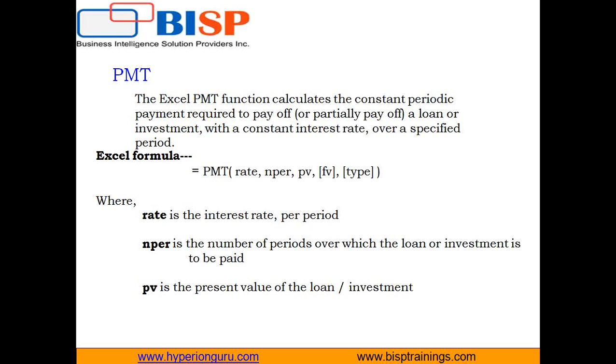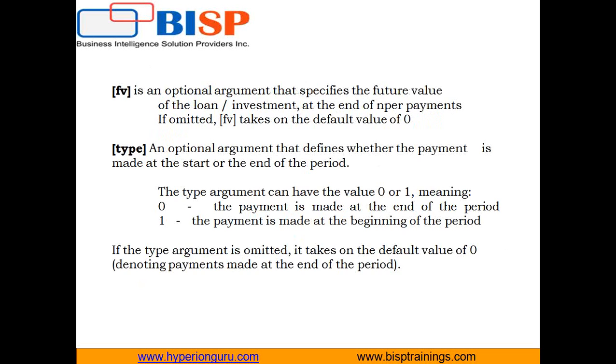This function calculates the payment for a loan based on constant payments and a constant interest rate. This function can take five arguments. The first one is the rate, and this is exactly what you expect, the annual interest rate. Next we have the number of payments, which is just the number of payments that you need to make. Then we have the present value, which is the amount that you owe. And next is the future value of the loan, which is the amount that you want to end up with after you make your payments.